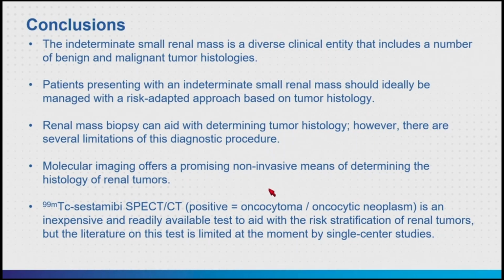Molecular imaging, in my view, certainly offers a promising non-invasive means of differentiating between these tumors. We've got Sestamibi, like I said: a positive test is an oncocytoma or an oncocytic renal neoplasm. And then we also have girentuximab, which helps you identify clear cell RCC apart from the others. Sestamibi can be used readily now. It's clinically available, it's off patent, it's cheap, it's easy to do.